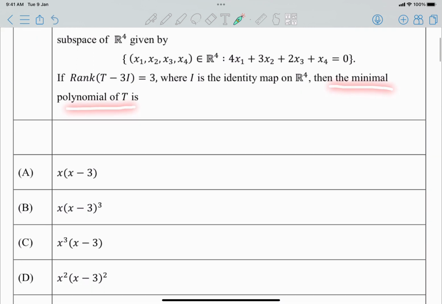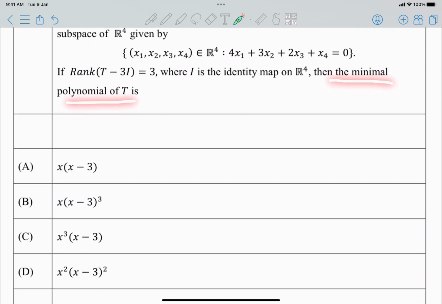So 4 options are given. Option A is the minimal polynomial x into x minus 3. Option B is the minimal polynomial x into x minus 3 whole cube. Option C is the minimal polynomial x cube into x minus 3. And option D is x square into x minus 3 whole square.